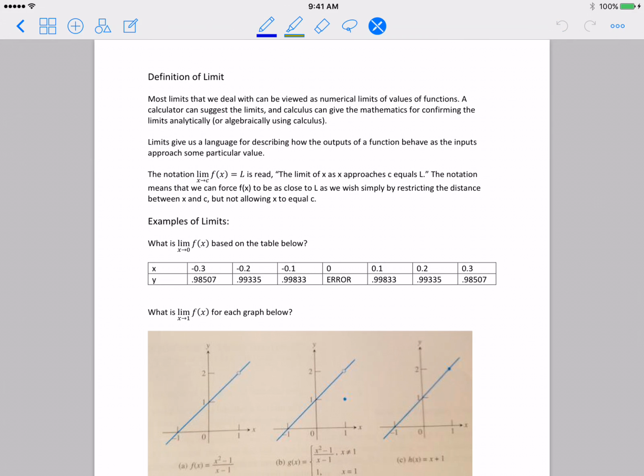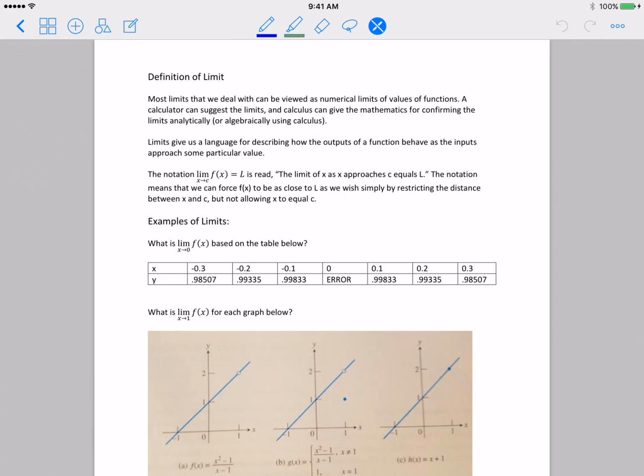Okay, now we're going to talk about the idea of something that's called a limit. Most limits that we deal with can be viewed as a numerical limit of values of functions. Intuitively, you know what a limit is. A limit is something that an expression approaches at a particular x value.